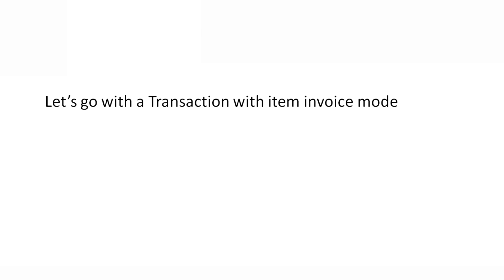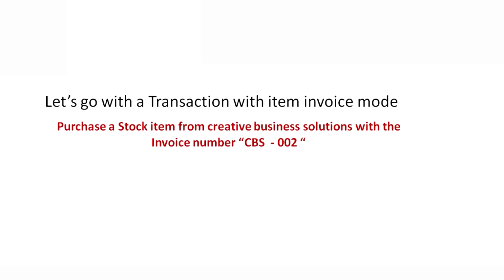Next we go with one more transaction which will be passed in item invoice mode. The transaction is: purchased stock items from Creative Business Solutions with the invoice number CBS 002. If you read the transaction, we have not mentioned purchasing a stock item for cash. We are mentioning a supplier name as Creative Business Solutions. If you are getting a supplier name in the transaction and nowhere it is mentioned as cash or through cheque, then it is a credit purchase.